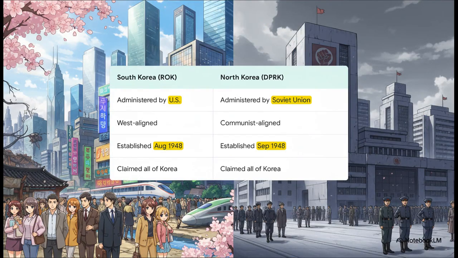So, this division at the 38th parallel, it was supposed to be temporary, but it hardened and fast. You had the U.S. running things in the south, creating a capitalist, West-aligned state, and in the north, the Soviet Union set up a communist one. So by 1948, you've got two totally separate nations with opposite ideologies. And here's the kicker. Both were backed by a Cold War superpower, and both claimed they were the legitimate government for the entire Korean peninsula. You can see where this is going.